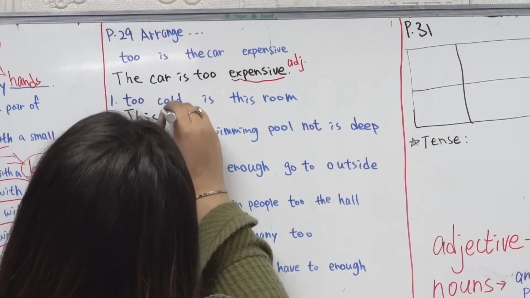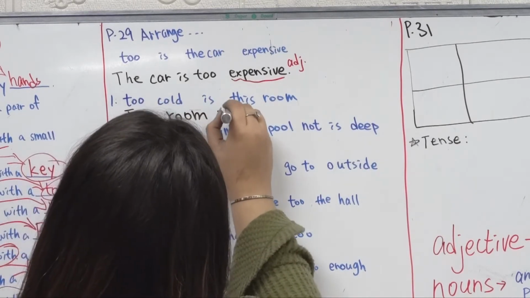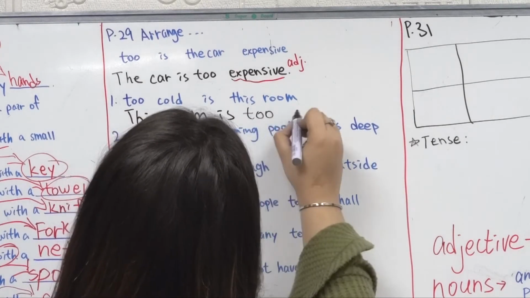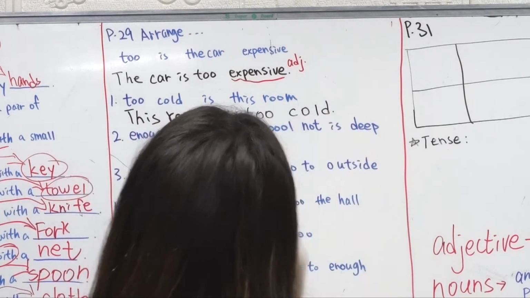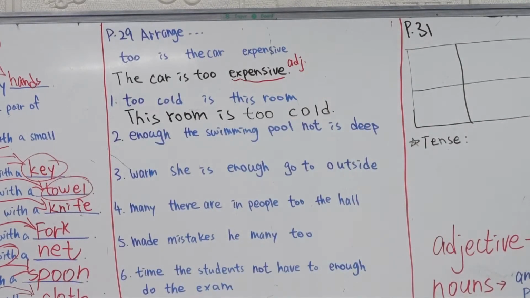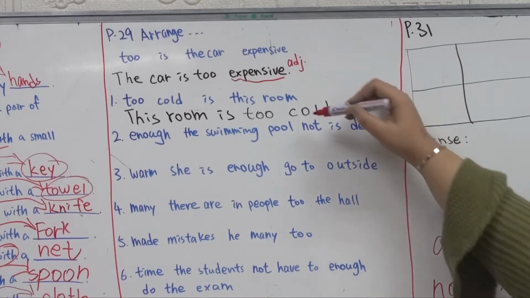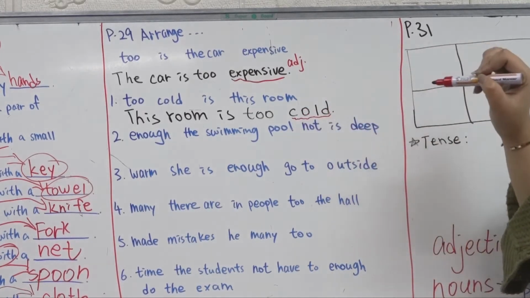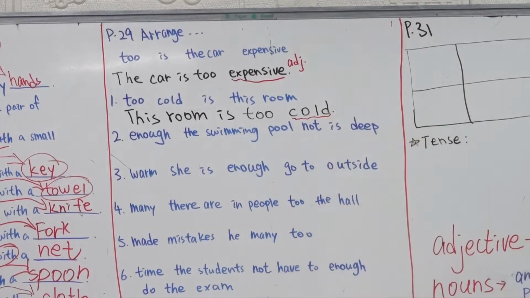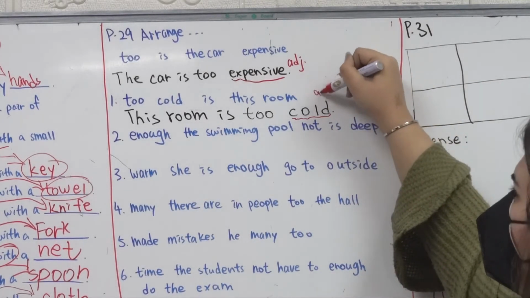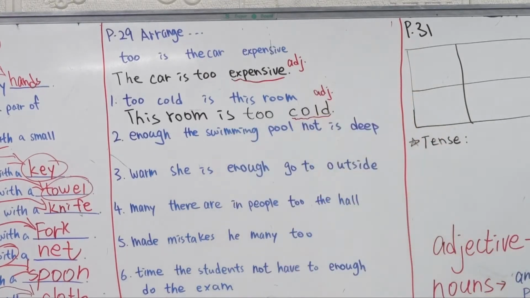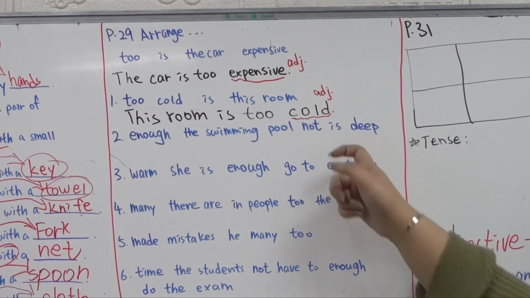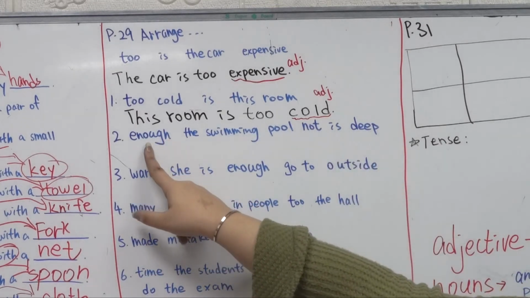This room is too cold. Excellent. So, remember too is followed by an adjective or adverb, right? Here, cold is an adverb or adjective? Cold. Is cold adverb or adjective? Adjective. Excellent. Adjective. It describes the room, right? So, yeah. Okay? Number 2. Okay. They gave you enough.